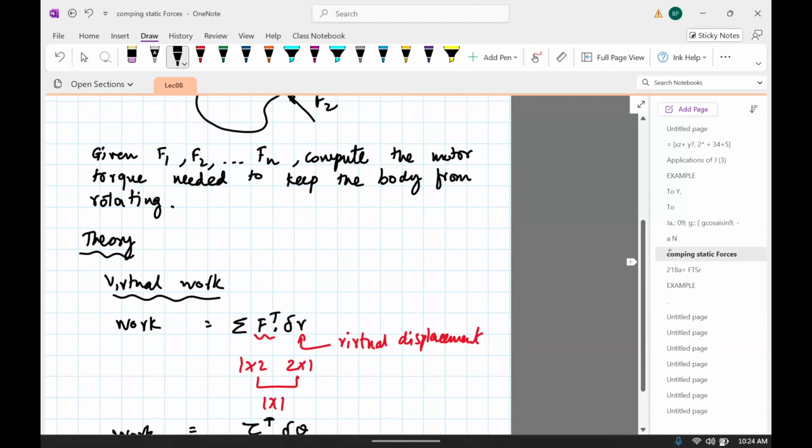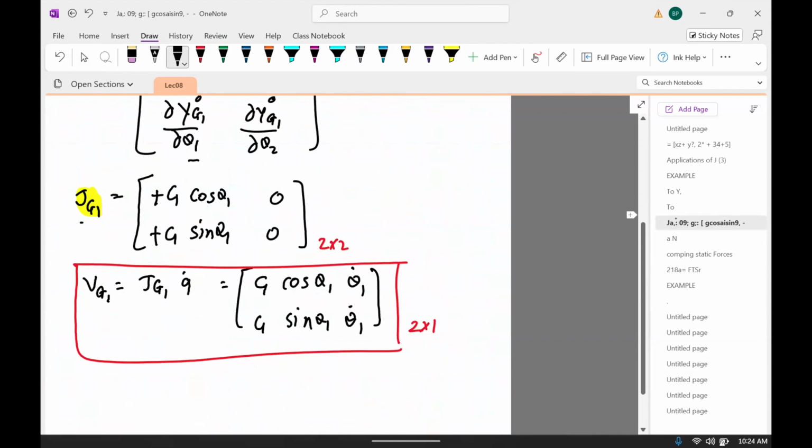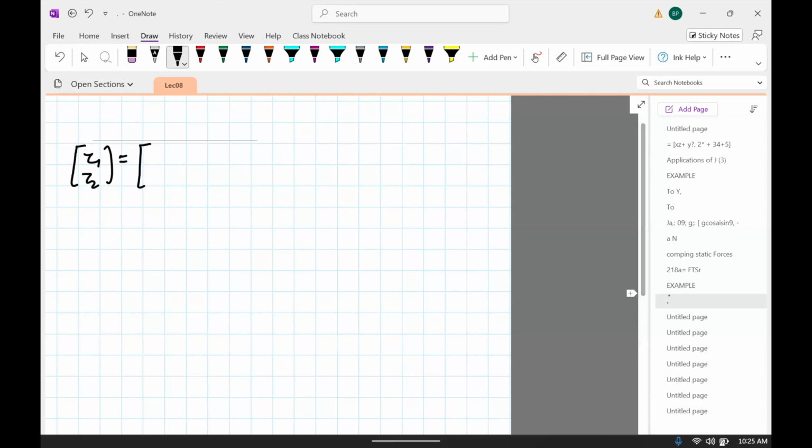Okay, so tau 1, tau 2 equals, so here's JG1. First of all, JG1 is, just go here. So this is JG1, but what I'm interested in is JG1 transpose. So I need to take the transpose of that. So C1 cosine theta 1, this will go up, right? And this 0, 0 will come in row number 2. So let me write it that way: C1 cosine theta 1, C1 sine theta 1, 0, 0.